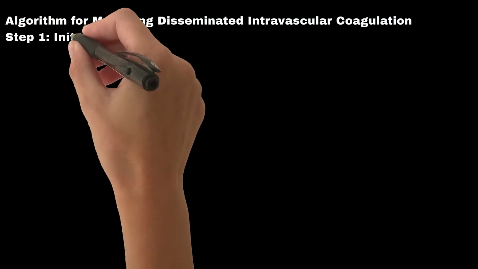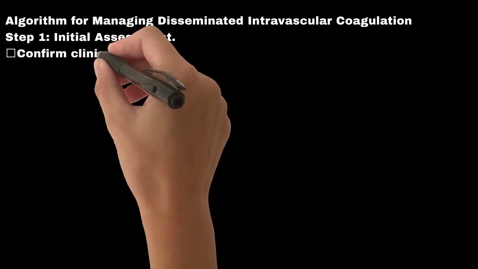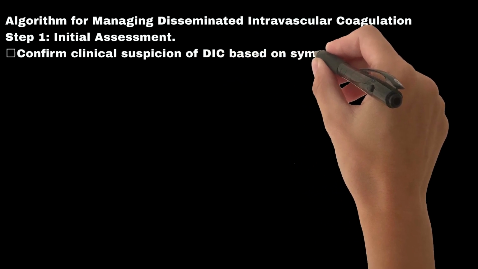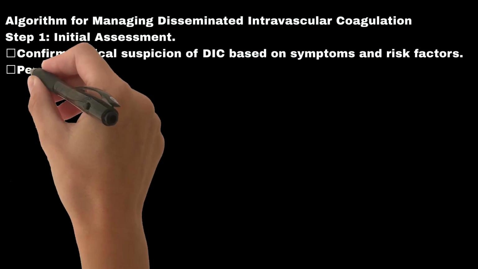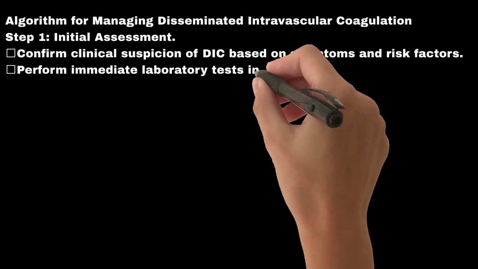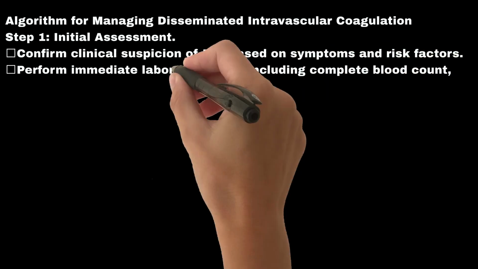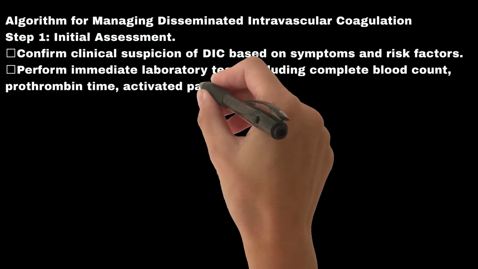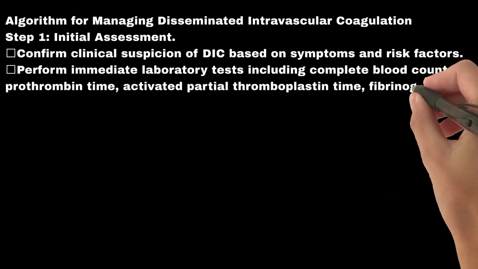Algorithm for managing disseminated intravascular coagulation. Step 1. Initial assessment. Confirm clinical suspicion of DIC based on symptoms and risk factors. Perform immediate laboratory tests including complete blood count, prothrombin time, activated partial thromboplastin time, fibrinogen level, and D-dimer.